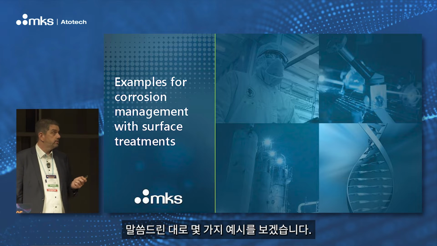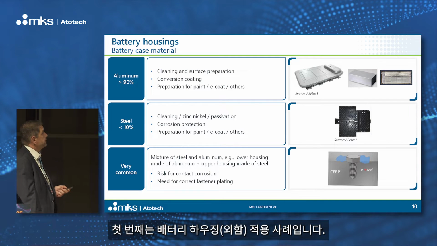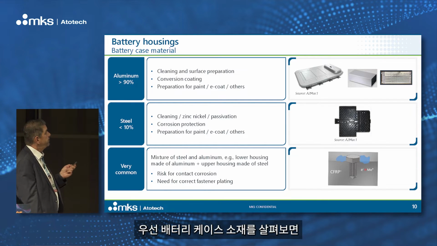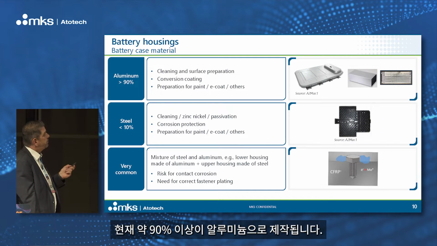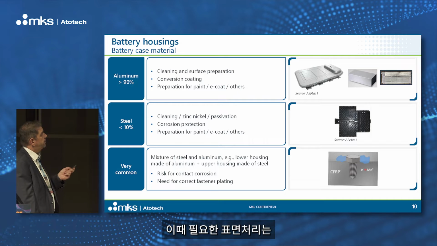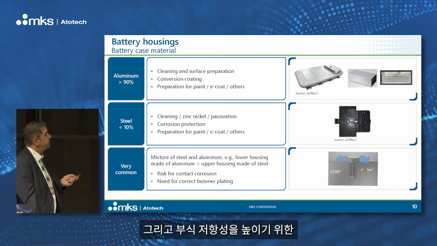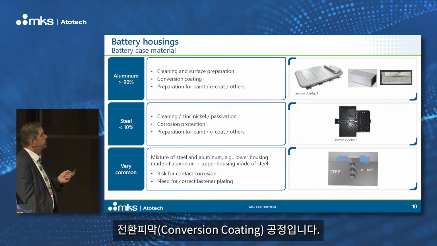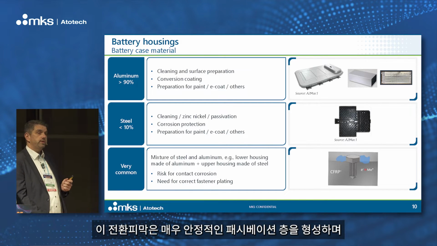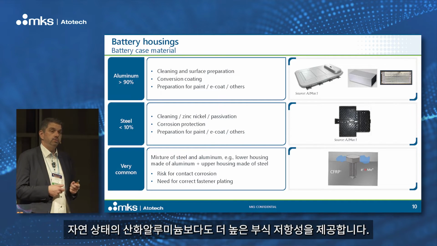Yes, like I said, some examples. The first application is the battery housings. So we look at the battery case material. More than 90% today is aluminium, so we use aluminum for the housings. What we need in surface treatments is cleaning, surface preparation for painting afterwards, for e-coats and other materials, and also a so-called conversion coating to increase corrosion resistance. These conversion coatings provide a passive layer, which is even more passive than aluminum oxide.